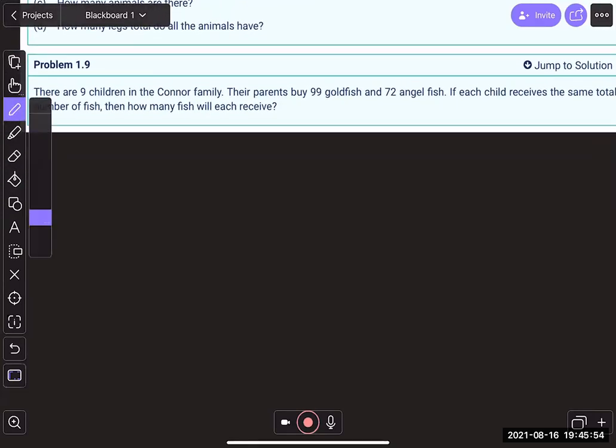There are 9 children in the Connor family. Their parents buy 99 goldfish and 72 angelfish. If each child receives the same total number of fish, then how many fish will each receive? All right, Milo, let's see what you've got here.